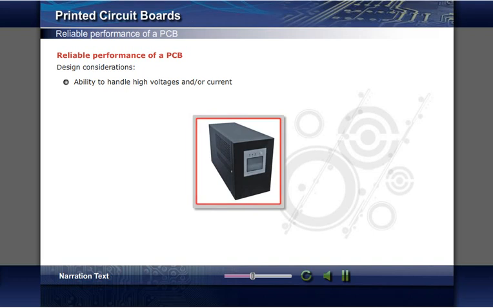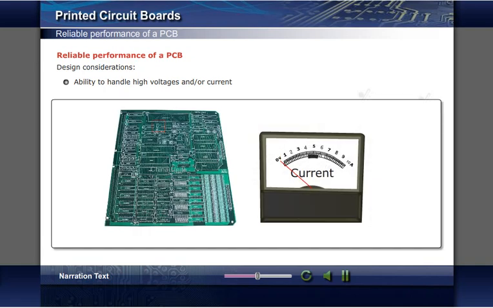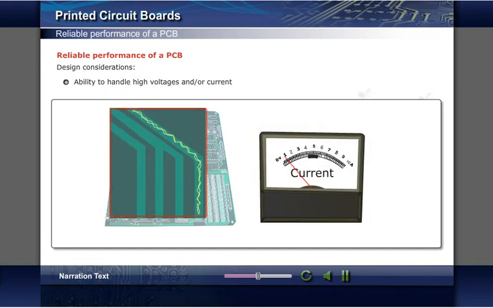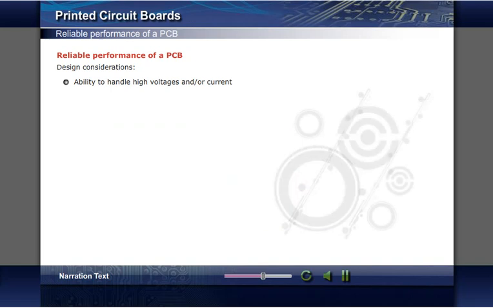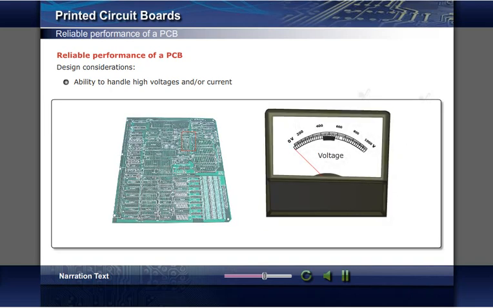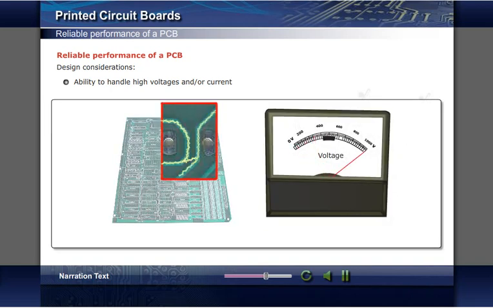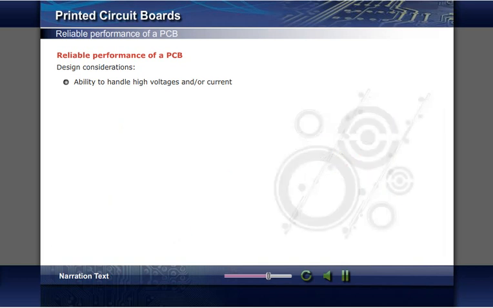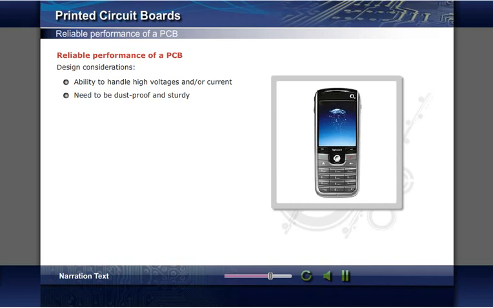PCBs used in power electronics must be designed to handle high voltage and current. The copper tracks become hot if the current is high. If the tracks on the PCB are close to each other, then short circuit arcs can be formed if the voltage is high enough. In addition to circuits, PCBs are used for different tasks, such as keyboards, antennae, and connectors.